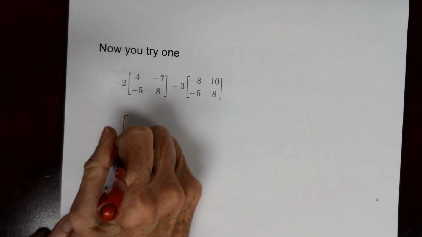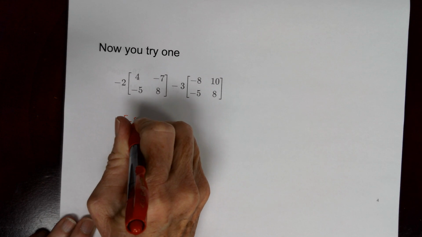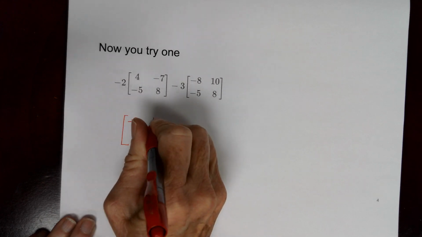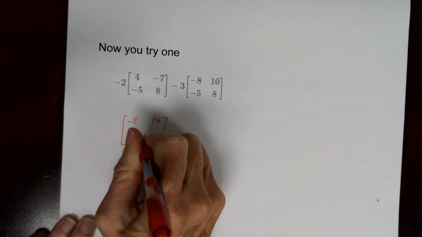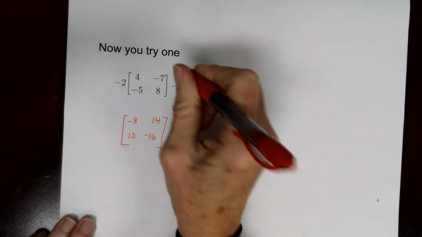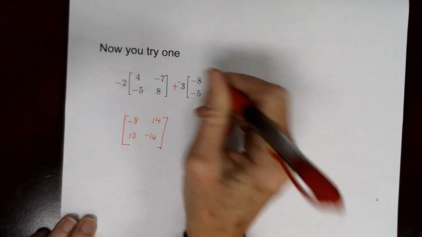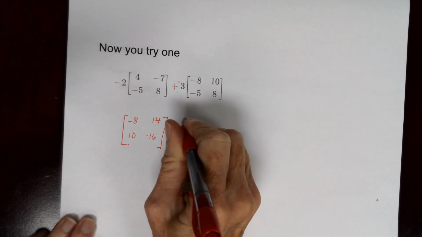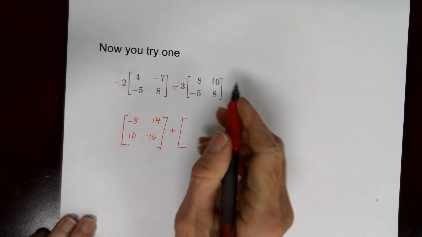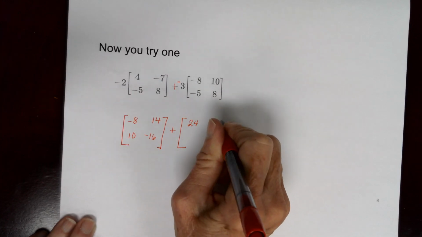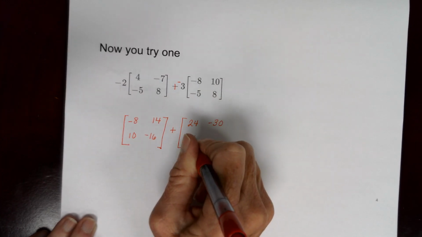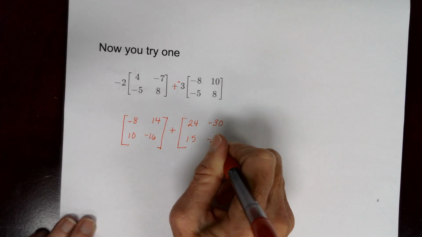Okay, I'm going to multiply here. Negative 2 is going to give me a negative 8. That's going to be a positive 14. Going to be a positive 10 and a negative 16. Then I'm going to go ahead and add the opposite of the second number there. So what I'm going to do is take negative 3 times each one of those. So that's 24, negative 30, positive 15, and negative 24.